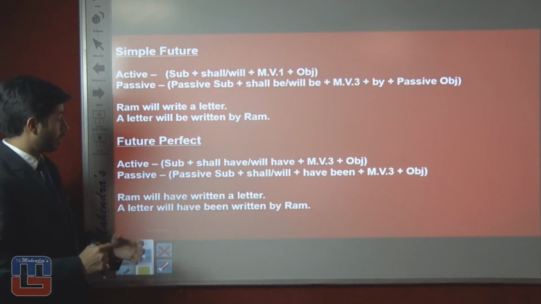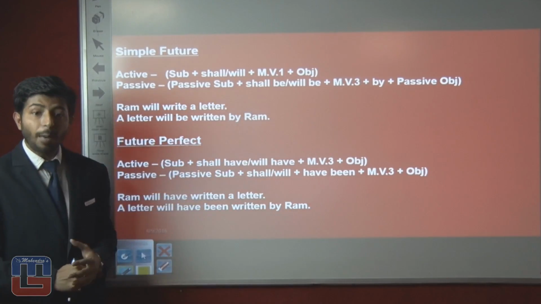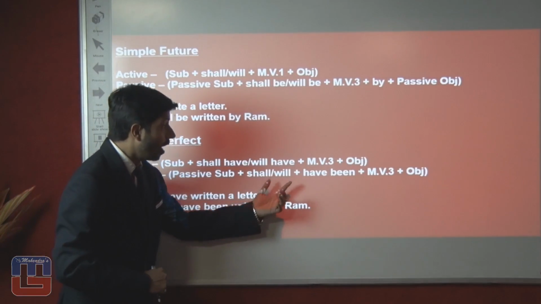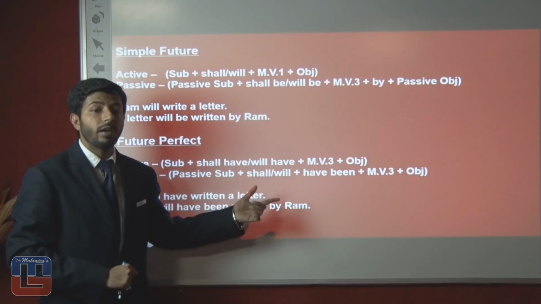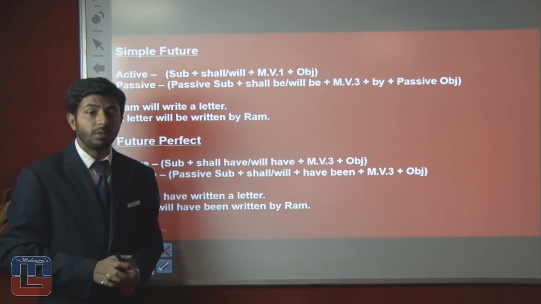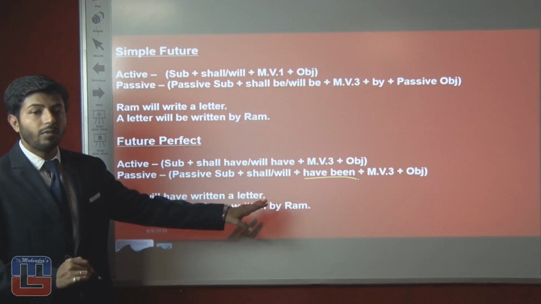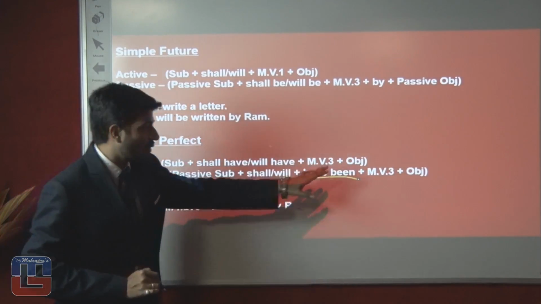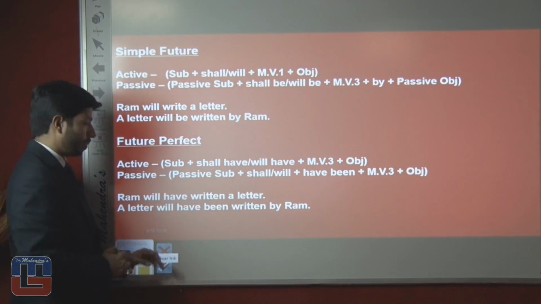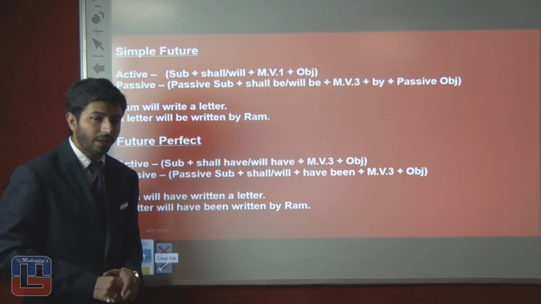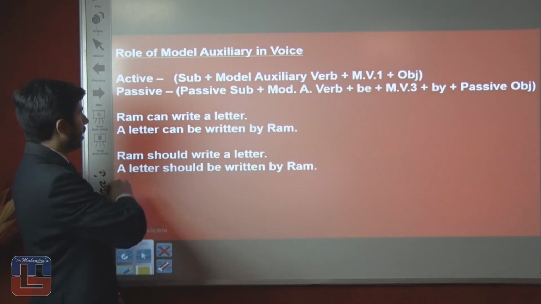object. And if we talk about the structure of the passive voice, passive subject, which is the object of the active voice, plus shall or will plus have been, because shall have, will have are already used here, we cannot use shall have, will have again in the passive voice. So just to make a difference, it is necessary to add something more. That's the reason behind this. Shall, will plus have been is used here, plus third form of the verb plus object. The structure says Ram will have written a letter, and the passive voice structure says a letter will have been written by Ram. So this is the tense based structure.